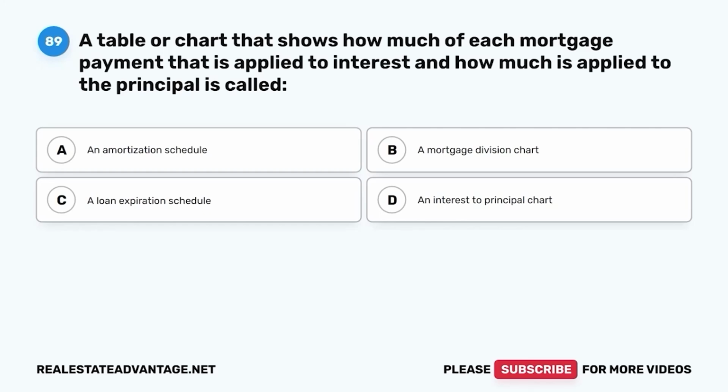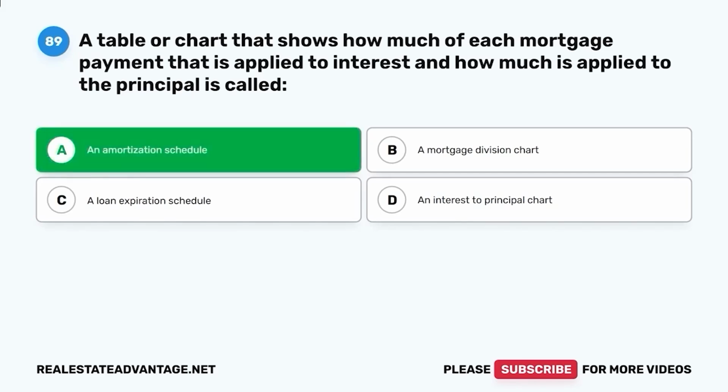Question 89. A table or chart that shows how much of each mortgage payment that is applied to interest and how much is applied to the principal is called A. An amortization schedule, B. A mortgage division chart, C. A loan expiration schedule, D. An interest to principal chart. The correct answer is A.